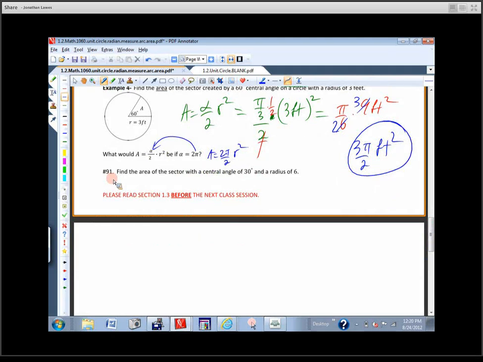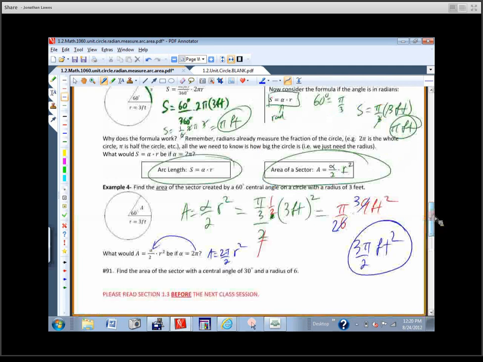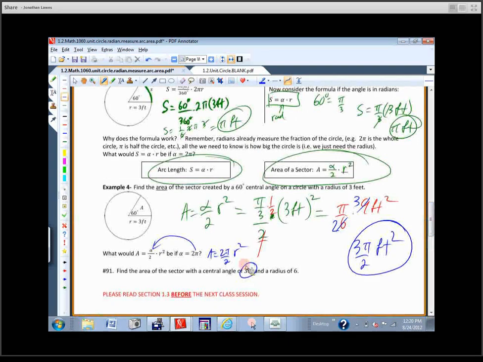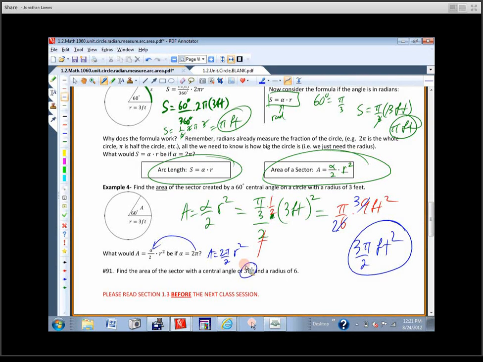Okay? All right. So you've got a problem on your assignment. It's problem number 91. It says find the area of a sector with a central angle of 30 degrees and a radius of 6. Okay, 6, whatever, just call them units. Okay, if we're going to use these formulas up above, what do we need to do with this? Switch it into radians. So let's think for a second. We already talked about this. We converted this already. What is 30 degrees in radians? Okay, so it's going to be pi over 6 is alpha, and the radius is 6.